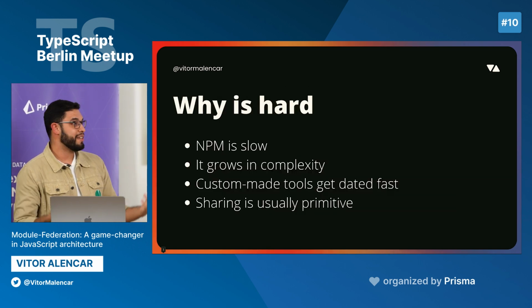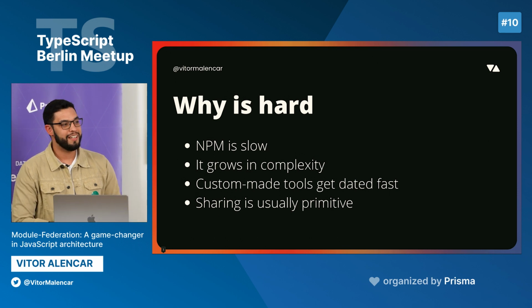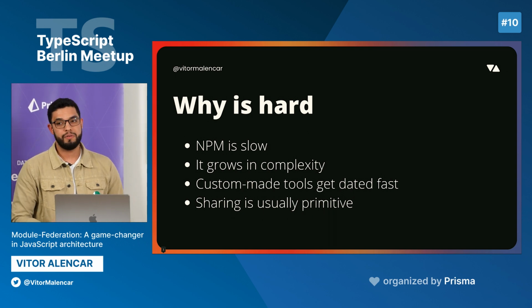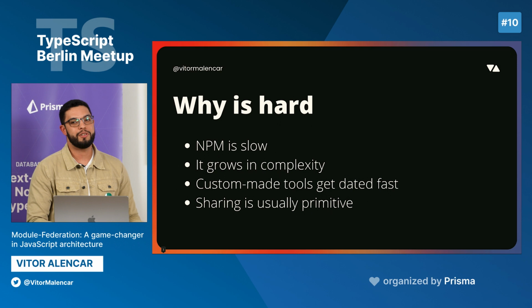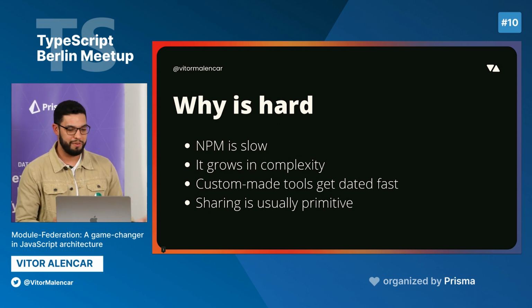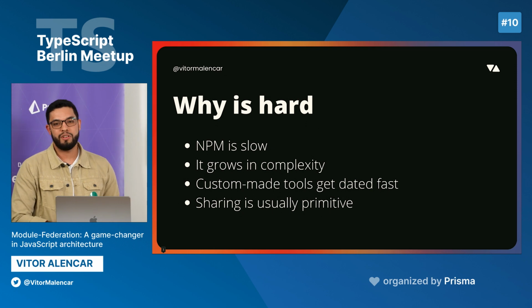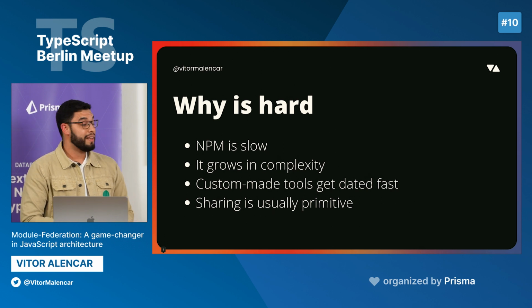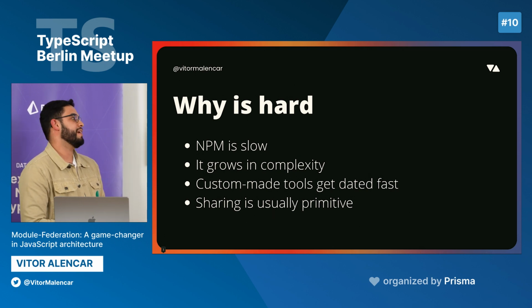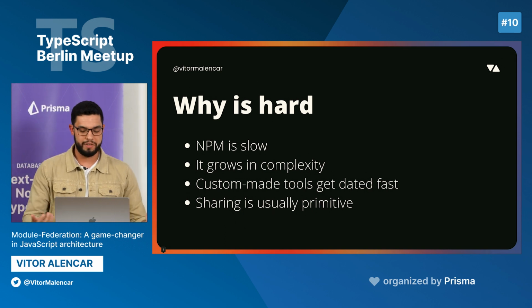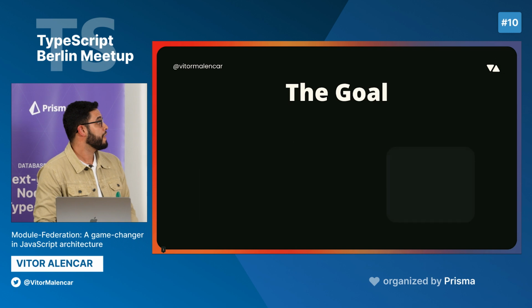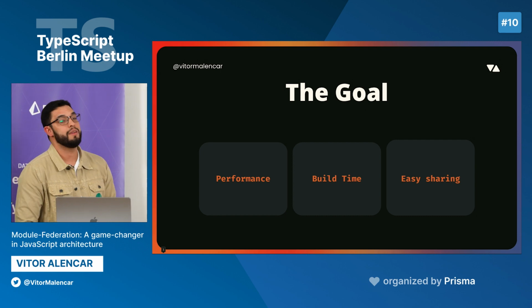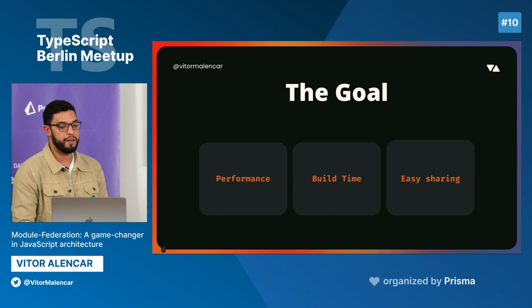And again, just to summarize why we are going in that direction, just imagine, for example, where I work, we have huge builds. We have mobile applications, for example, that take so much time to make all the tests pass and get everything ready. So NPM vendoring can be slow every time we have to do an update. It grows into complexity very easily. And yeah, custom-made tools get outdated fast. And usually we are just sharing primitives. I think that we can do better, right? This is what we are aiming for: we want to have performance and a nice build time as much as we want to have stuff that's easy to share.